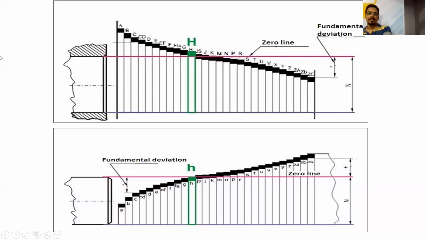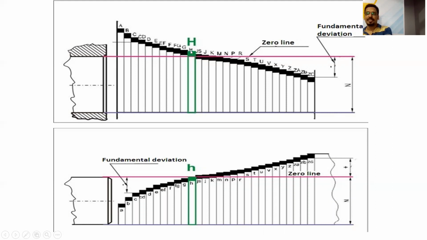Next, this is the figure that represents the deviation in the hole as well as the shaft. So let us consider the hole. Let us consider this is the zero line. This purple color line is the zero line, and these are the designations of the hole. It is written in capital letter. So you can see that H. H is what? H is the hole of basic size. Basic size means the size in which the lower limit of the hole, that is the maximum material condition, is equal to the basic size. So it is represented by capital H.